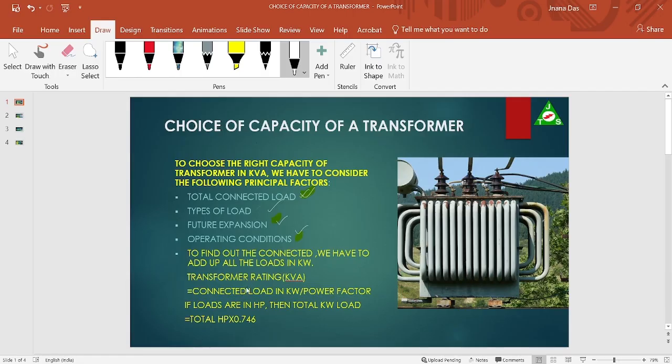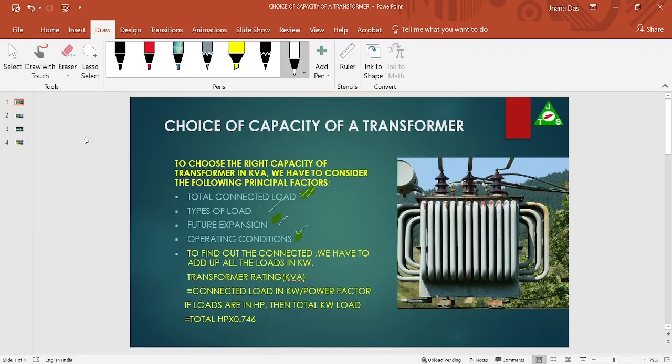After calculating the connected load, you have to divide it by the power factor. By dividing by the power factor, the capacity will become in kVA. So that is the rating of the transformer required in kVA. If the loads are given in HP, then after finding out the total HP, we have to multiply by a factor of 0.746 to find out the total connected load in kilowatt.